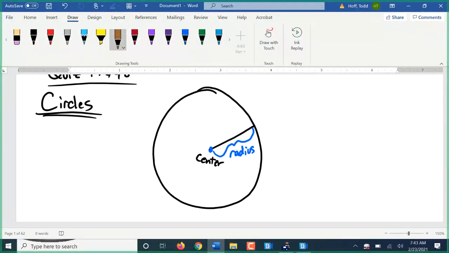I'm going to throw in a lesser popular one here. A line segment that has its endpoints on the circle is called a chord. A special chord, a chord that contains the center of the circle, is called the diameter.